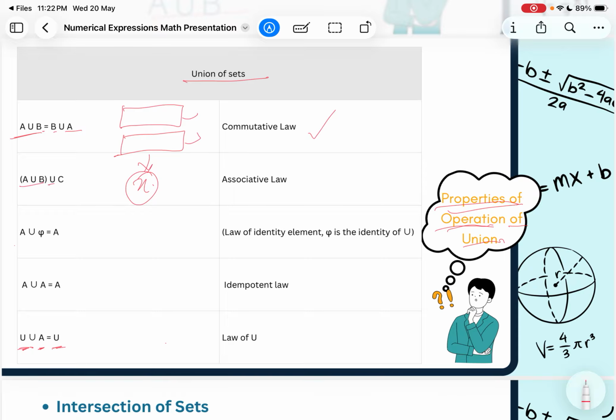Again, we have A union B union C. It means we take A union B first, call the result X, and then we do X union C.